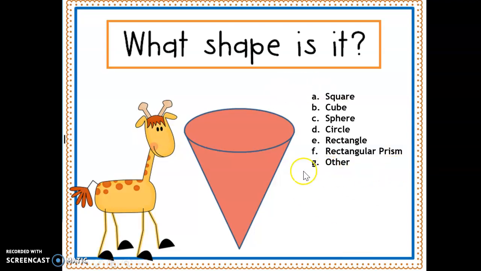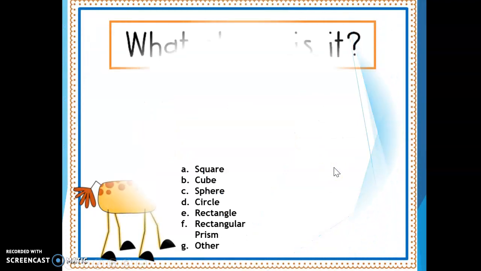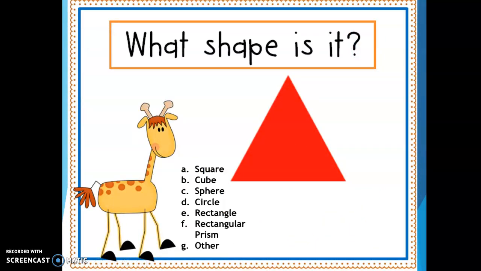It is G, other. And to challenge you, in case, since it wasn't listed, it was a cone. What shape is this? It is two-dimensional. It is flat. It is a G, other, and it would be a triangle.